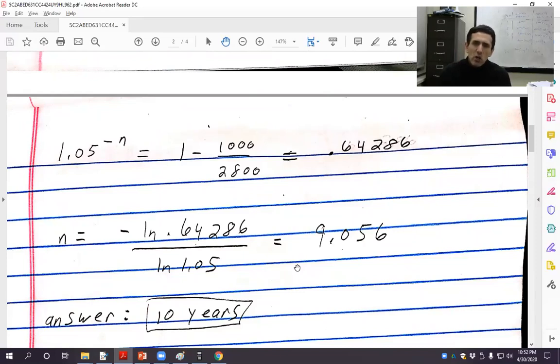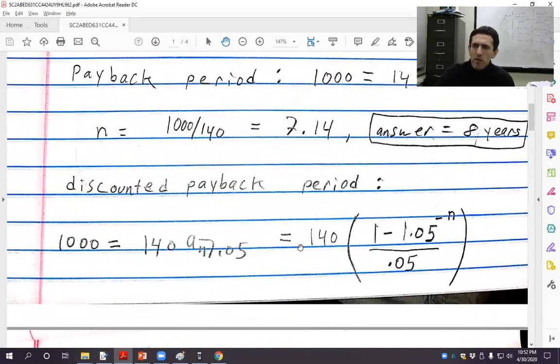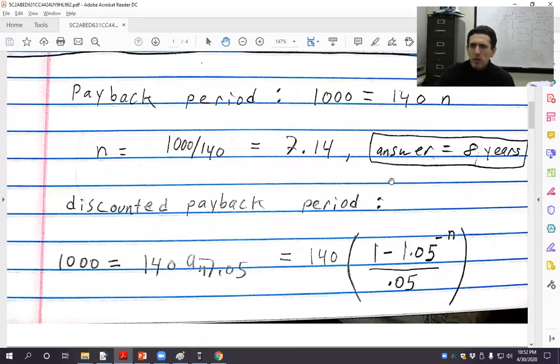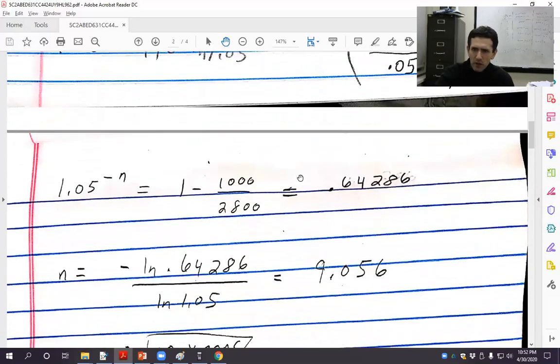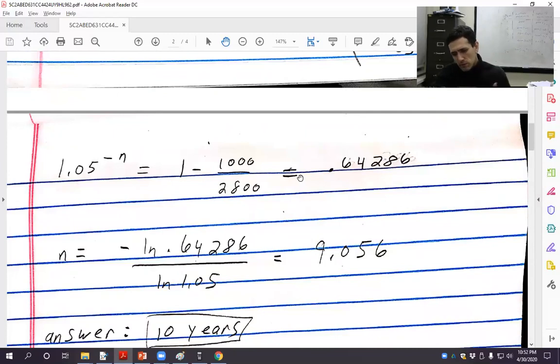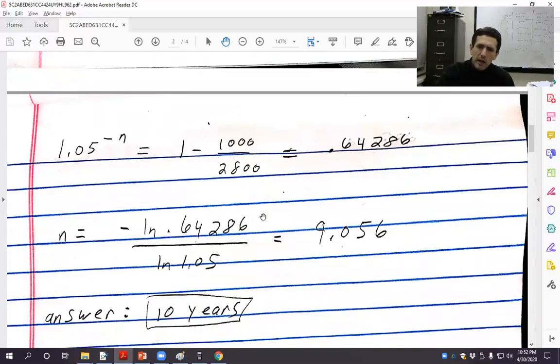In a sense, relative to your default option, after 9 years you don't make a profit. You're losing money relative to the default option. And for the payback period, after 7 years, you still haven't paid back your 1,000. It's only after 8 years that you're finally making profit. Okay, so hopefully the practical meaning of discounted payback period made sense.